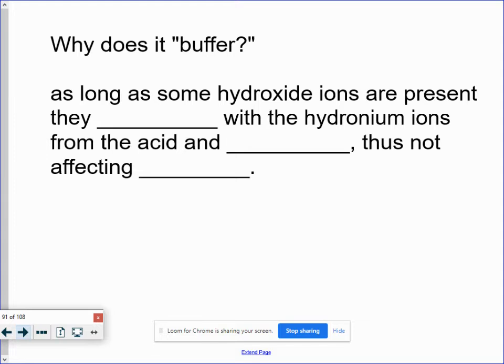So remember, the buffer zone is the front of a pH curve. Now, there are other acids that have multiple buffer zones. And as long as there's some hydroxide ions present, they buffer, or they react with the hydronium ions from the acid and neutralize, thus not affecting the pH. So when you're buffering, you're still going to have stuff left over.